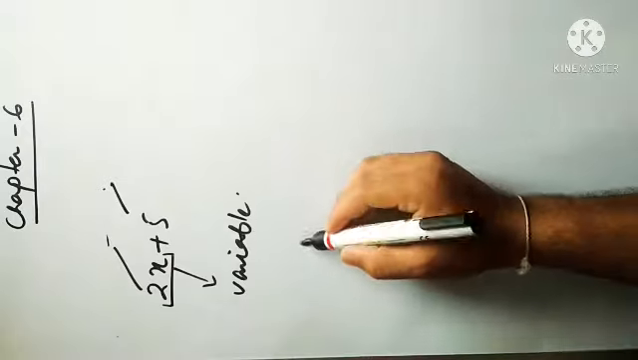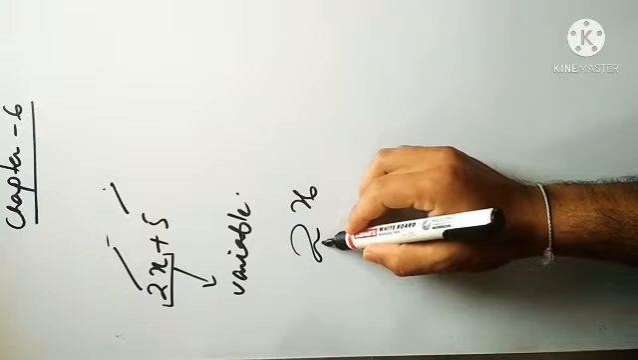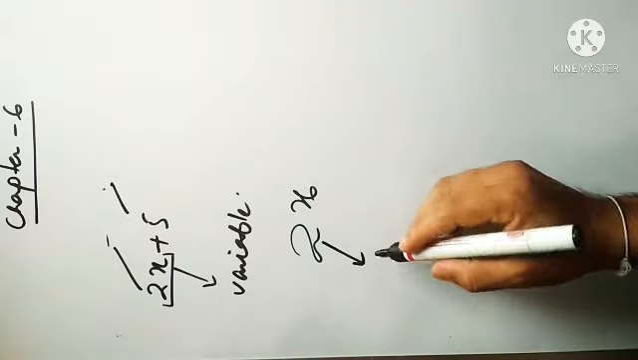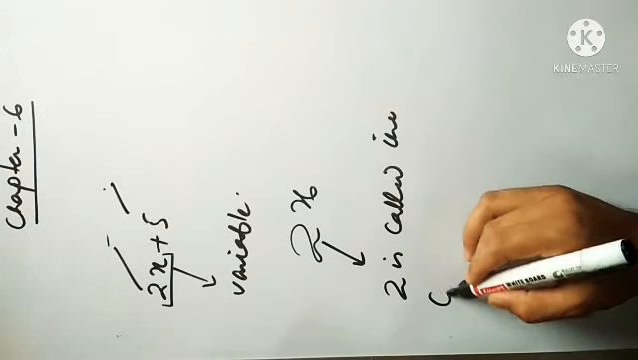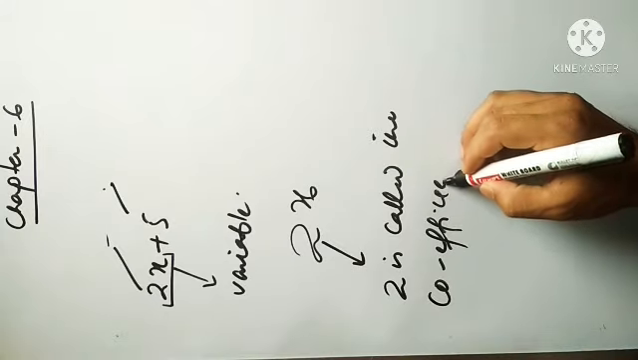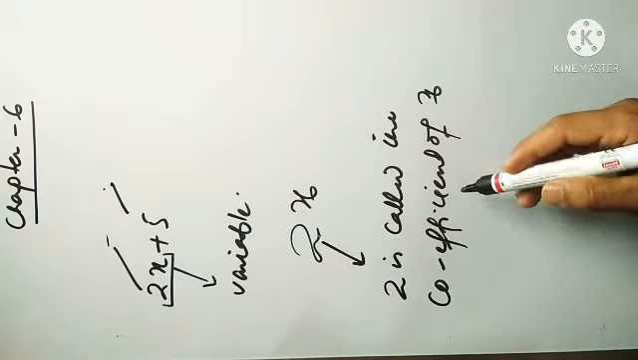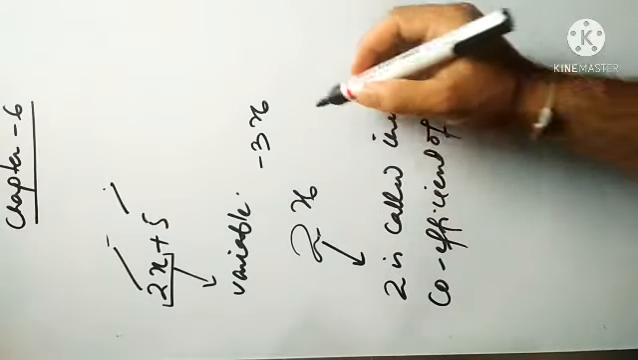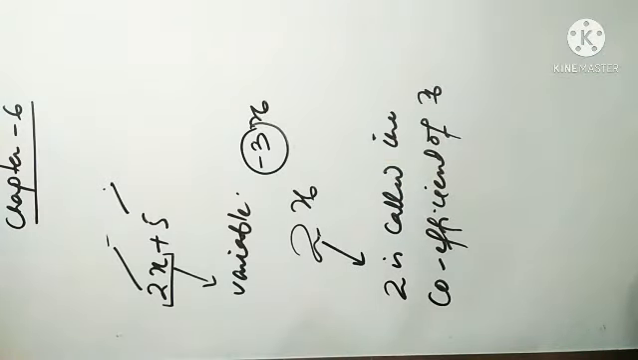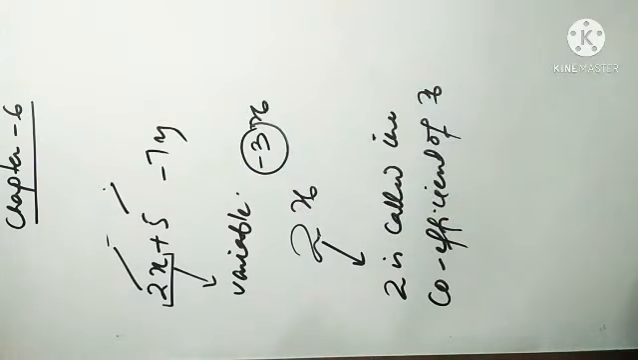In this twice x, the 2 is a constant of course, but for this x, this 2 is called the coefficient of x. Then let me say minus thrice x. What is the coefficient of x? Minus 3 is the coefficient of x. Similarly, when I write minus 7y, what is the coefficient of y? Minus 7. These are the things that you have to know.